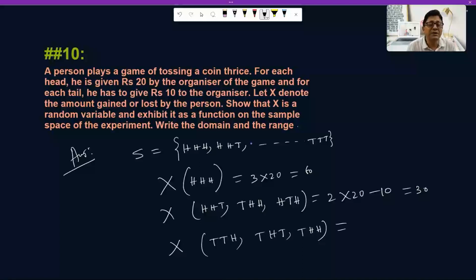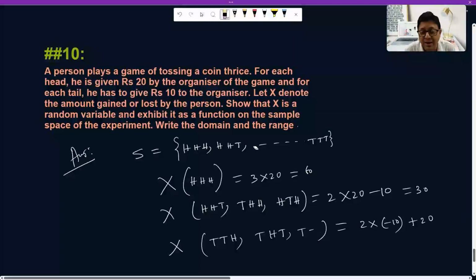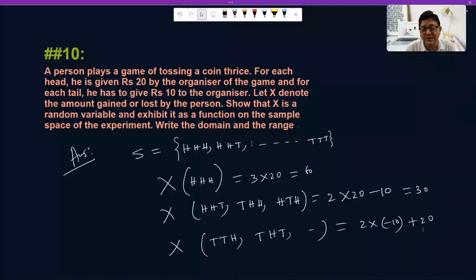So the value of this game is going to be what? Losing twice, 2 into minus 10, and getting rupees 10 once. I mean, this is TTH, THT and HTT. Hmm, losing twice, so this time it is 0. Value of the game is 0 over there. Here it is 30, whether it is getting this or this or this. And here it is 60. This kind of problem also may arise.